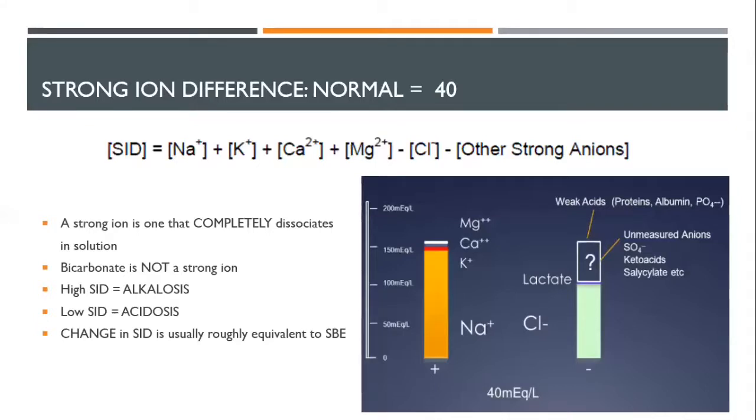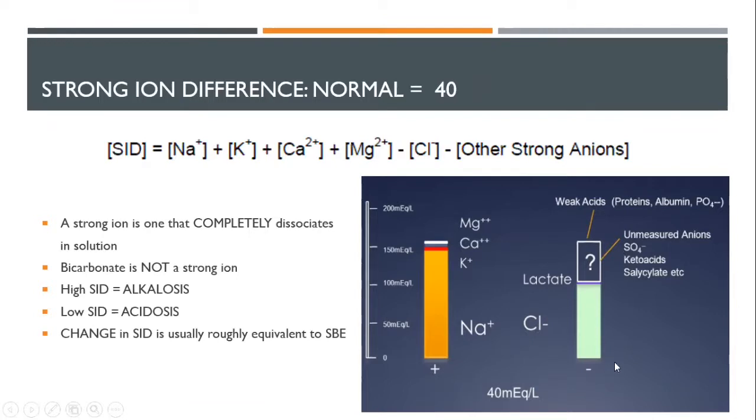The strong ion difference equation is written up there across the top of the screen, and you can see it's things like your inorganic acids, your sodiums, your potassiums, chlorides, those kinds of things. Lactate is also a strong ion. What's very important to remember is that bicarbonate is not a strong ion. Okay, so if you look at your strong ion difference, it's made up, again similar to your anion gap, with all of your positive ions on one side and then your negatives on the other side.